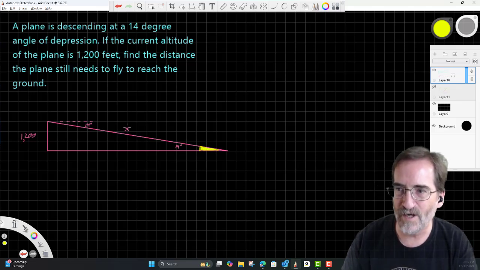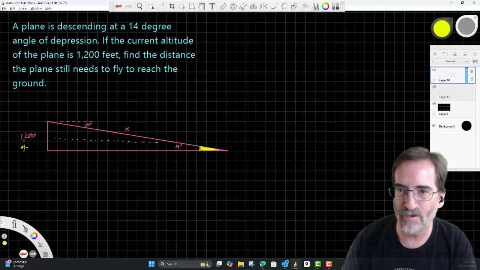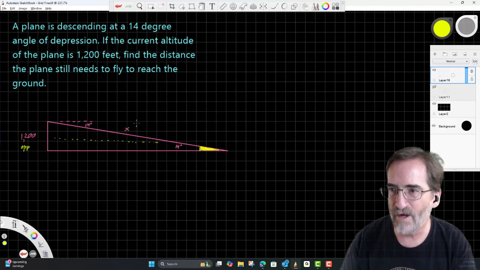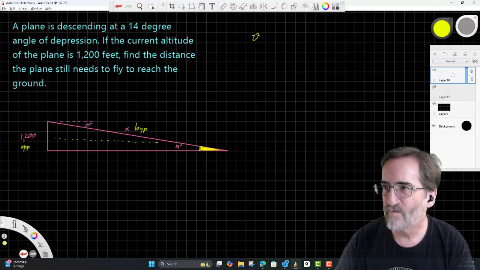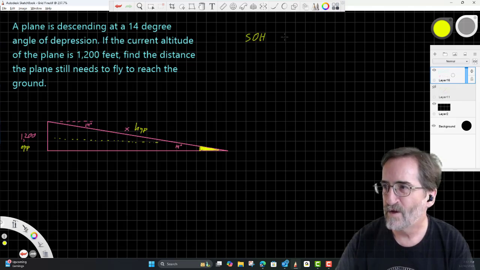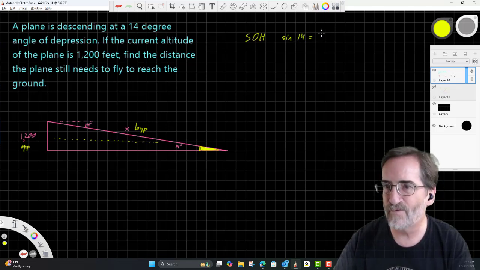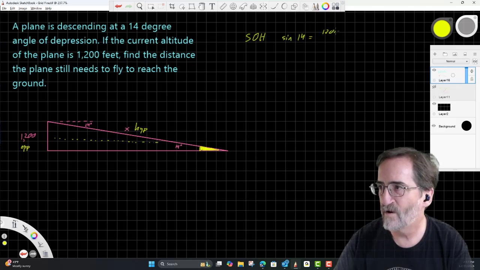Then the side opposite the 14 degrees, across from the 14 degrees, is 1200. And the long diagonal is always the hypotenuse. So we need opposite and hypotenuse. Remember SOHCAHTOA, that is SOH. Sine of 14 degrees equals opposite 1200 over hypotenuse x.